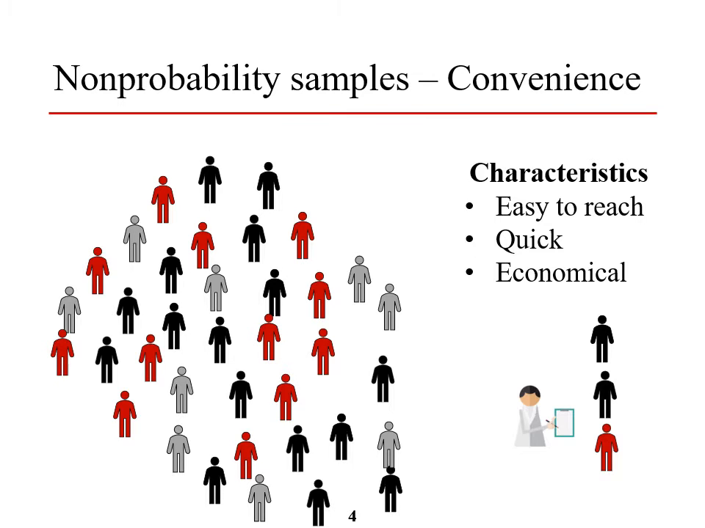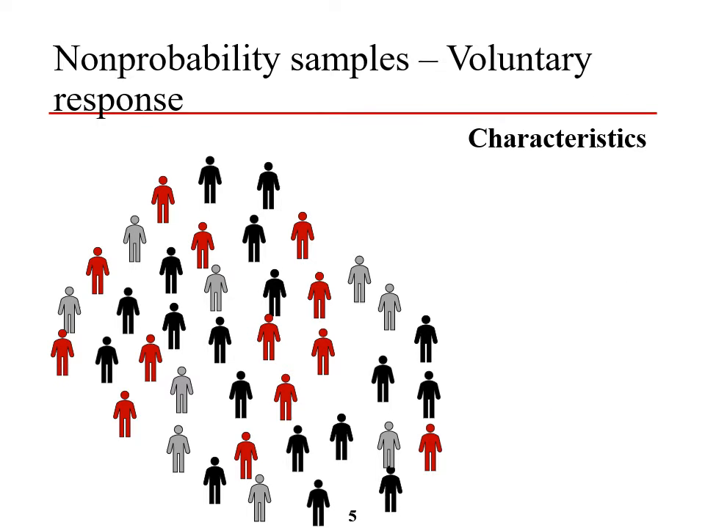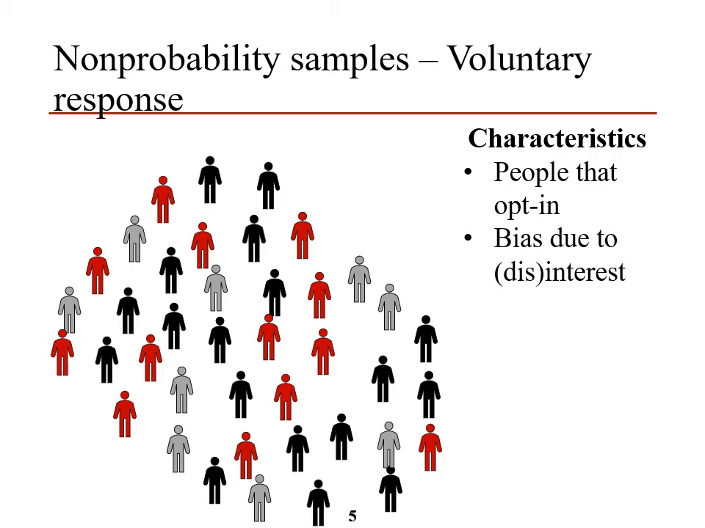The next type of sampling technique is the voluntary response sample. In this case, people have chosen to include themselves in the sample, or those that actually opt in. This can present bias because those who feel more strongly about an issue or topic will choose to participate, whereas those that are not interested may not even care to respond to the research survey or interview or what have you that you're actually trying to conduct.